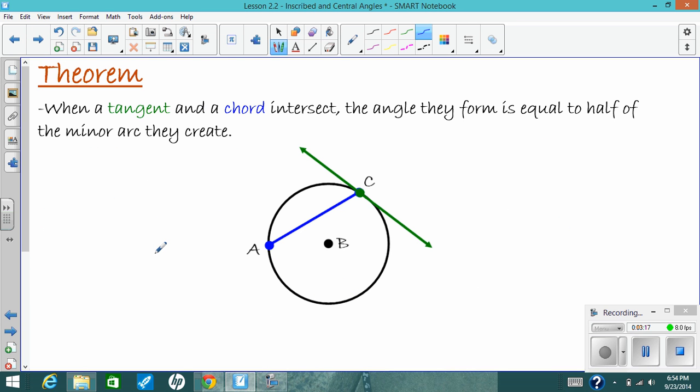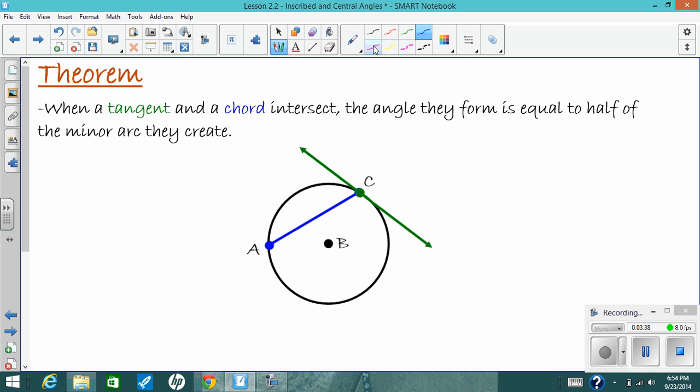Another theorem we have here is when we have a tangent and a chord intersect. So this is a little bit different than the tangent and the radius. AC is not a diameter. It isn't part of a radius. It's just a chord. It's intersecting with the tangent here at point C.